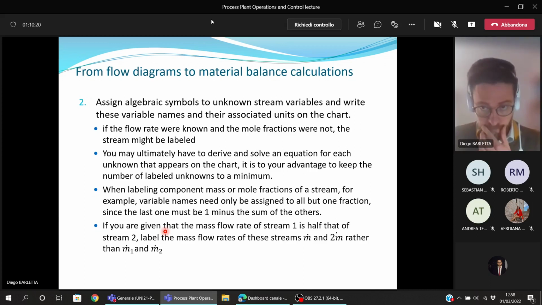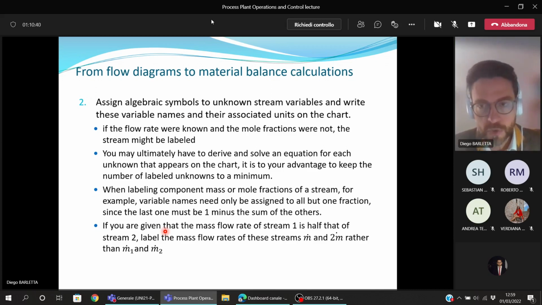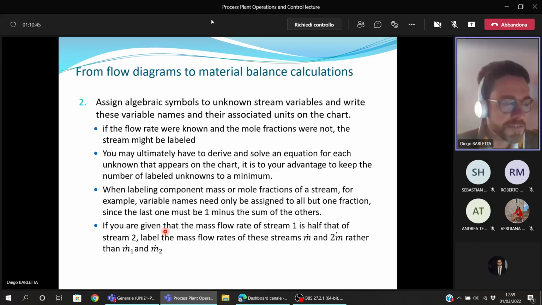The second: we may ultimately have to derive and solve an equation for each unknown that appears on the chart. Of course, it could be an advantage to keep the number of labeled unknowns to a minimum. So this means avoiding redundant variables in the case in which the possible additional variable could be expressed as a function of an already reported variable.